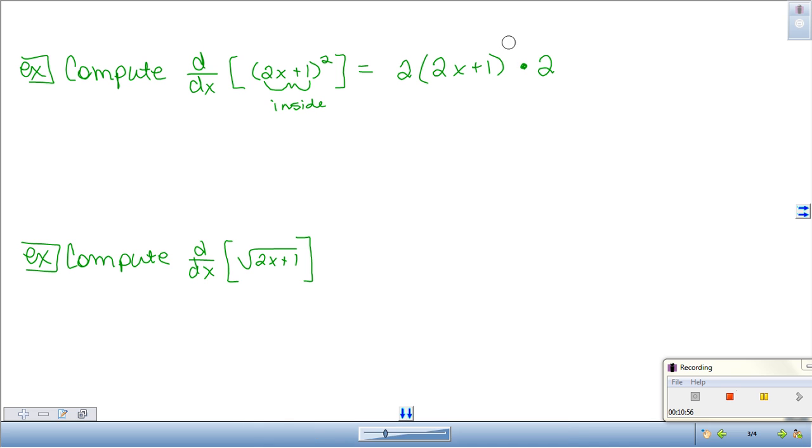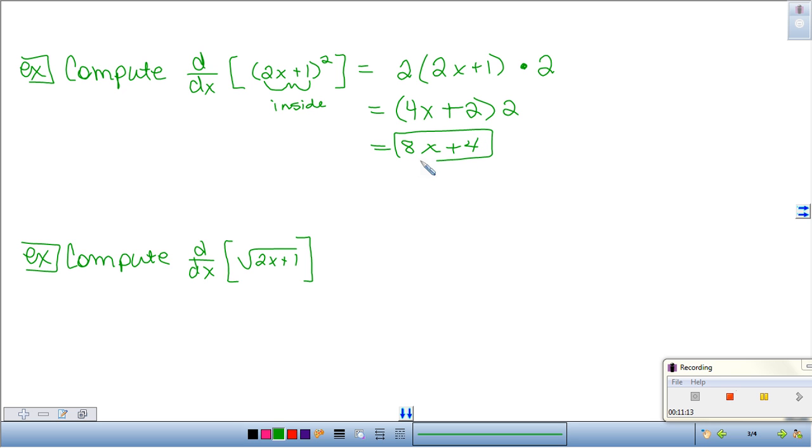Anything to the first power, that's just that. And so just to clean up, 2 times 2 is 4x plus 2, all times 2, which would be 8x plus 4. You can do that several different ways, but make sure you get 8x plus 4. Now you should see that if you actually square this binomial and take the derivative using other methods, you should still get the same answer.